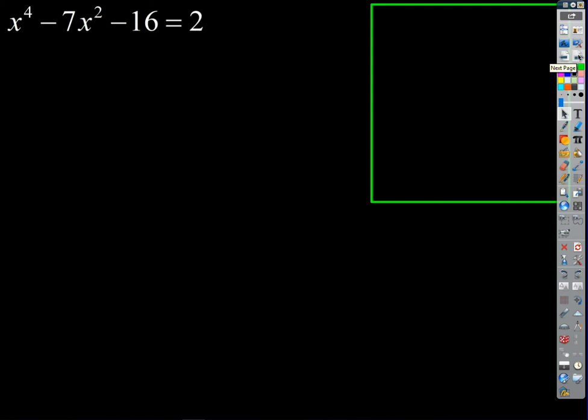How about one like that? Nice. That looks pretty hard, right? X to the 4th, x squared. You see a trick though? And what should I probably do first? Move the 2 over. I got to put it in standard form, don't I? Set equal to 0.